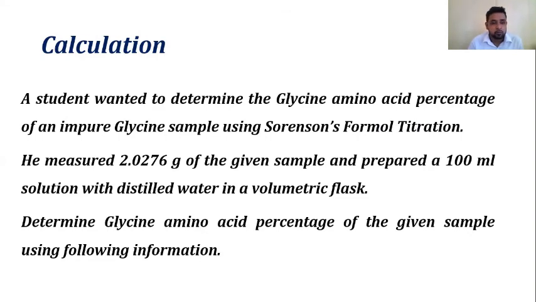He measured 2.0276 grams of the given sample and prepared a 100 milliliter solution with distilled water in a volumetric flask. Determine the glycine amino acid percentage of the given sample using the following information. Please note down. He measured this weight and prepared a 100 milliliter solution using that.